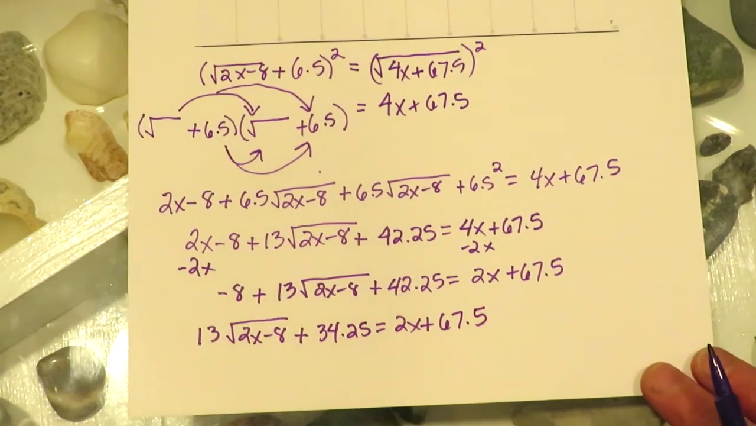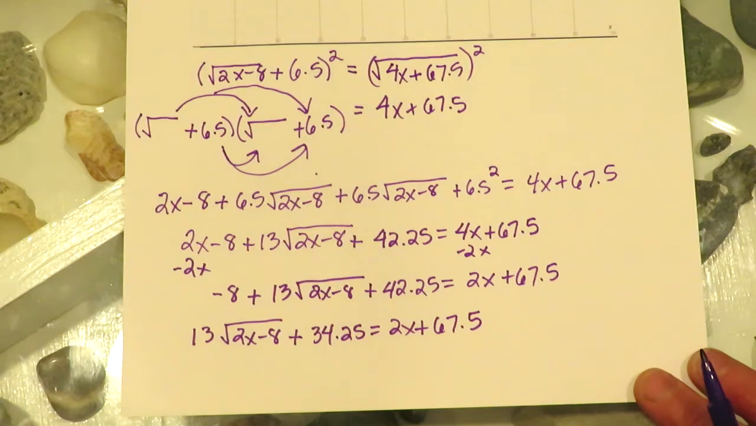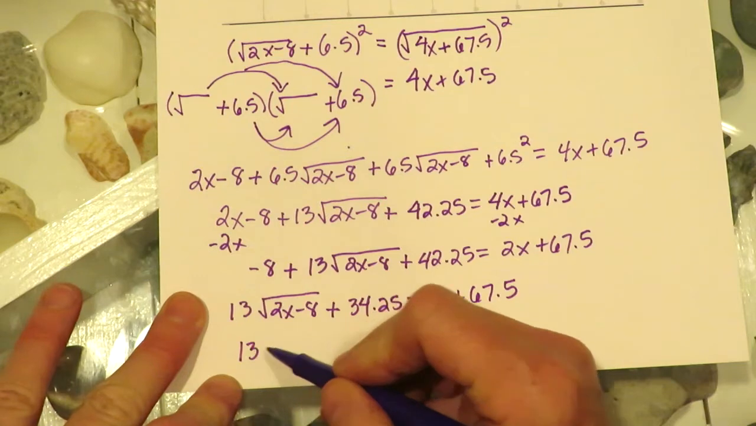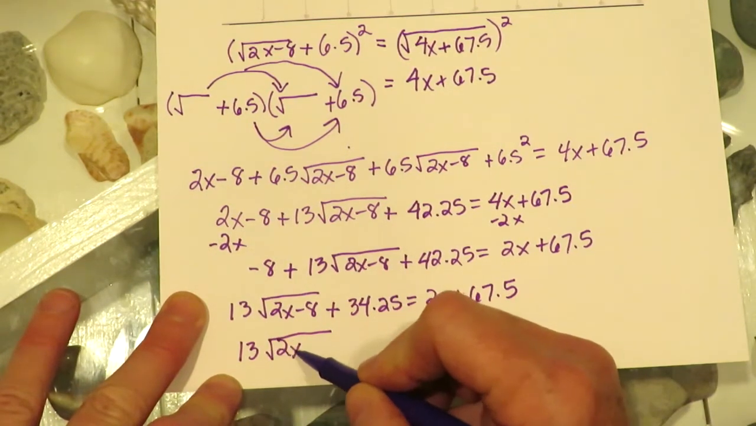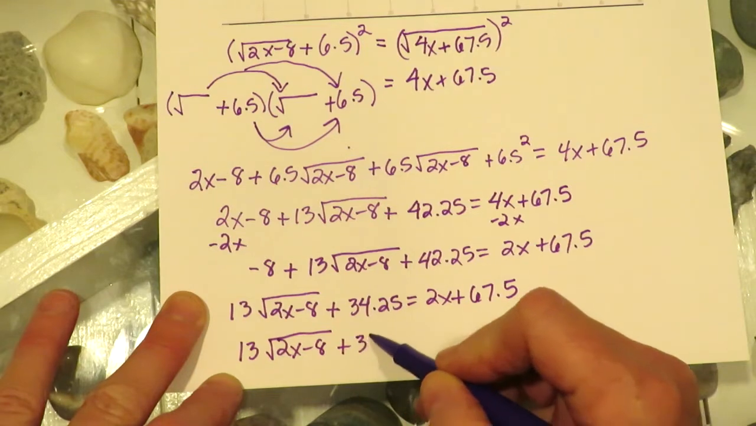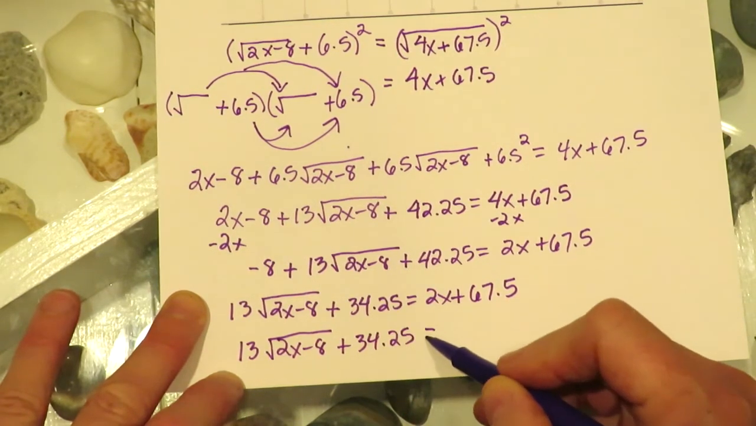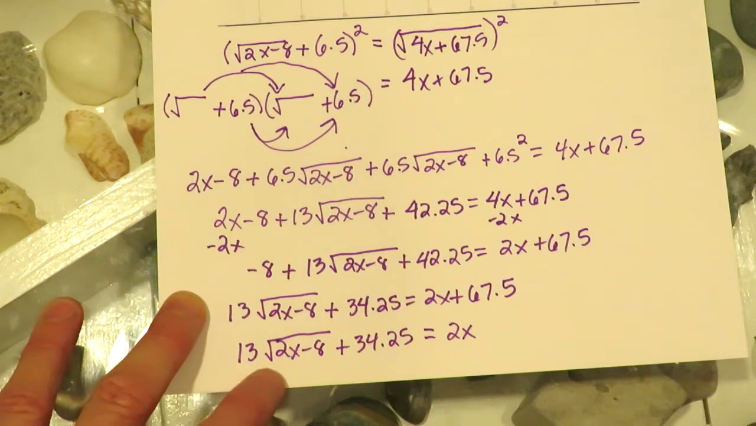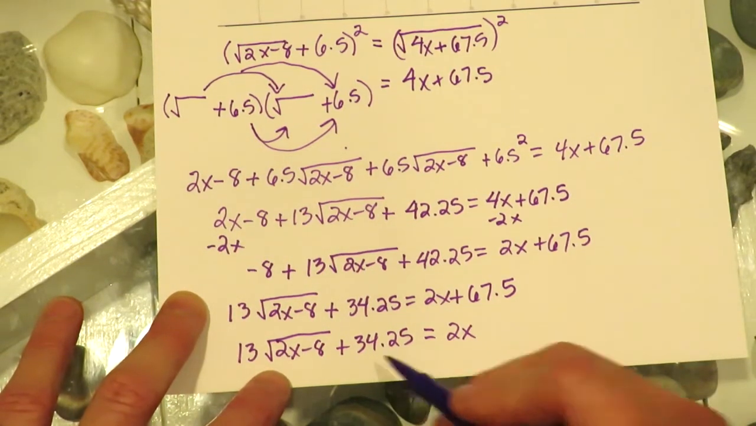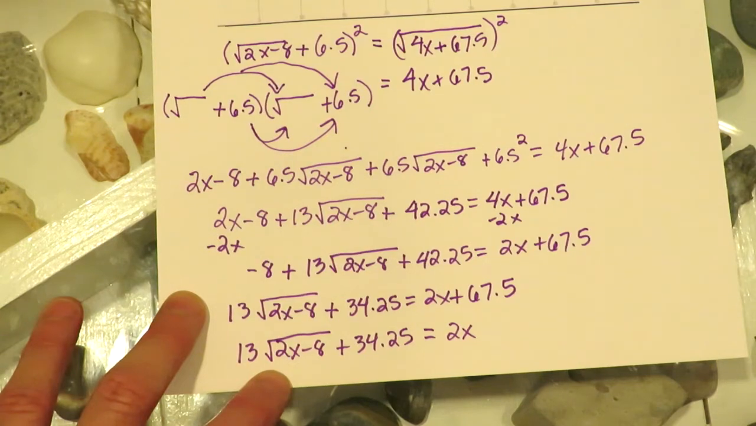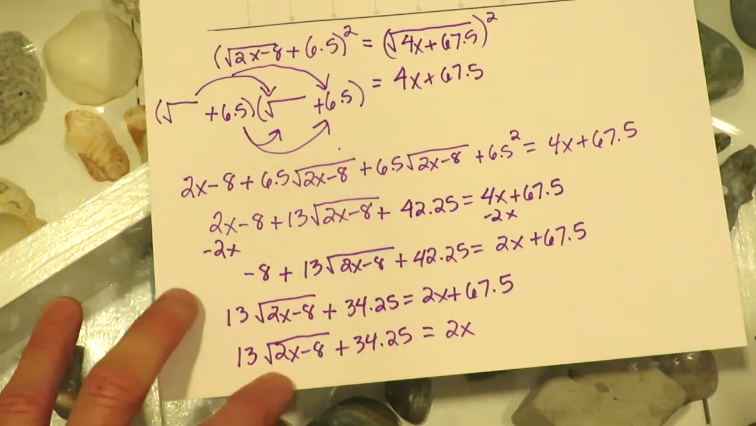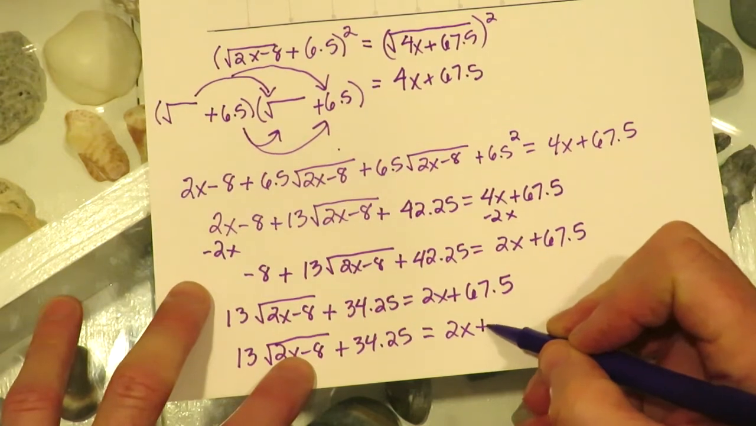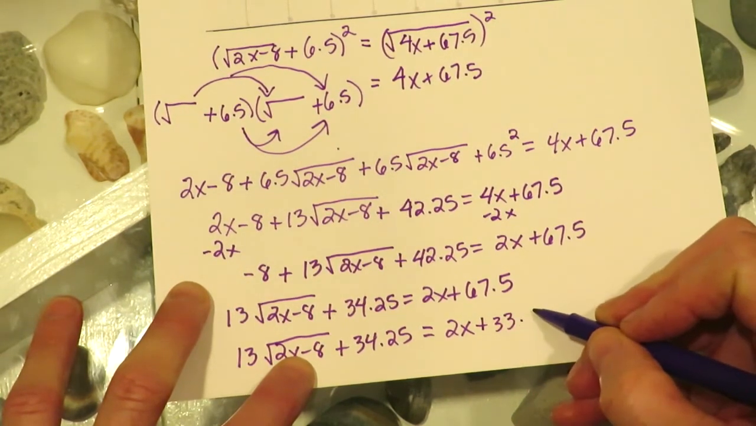Alright, it's starting to look a little bit better. So then subtract 34.25 from both sides, and you will get 13 times the square root of 2x minus 8 plus 34.25. And on this side, 67.5 minus 32.25 is 35.25. Or actually, sorry, it was 34.25. So 67.5 minus 34.25 is 33.25. I guess I could have figured that out because it was only off by 1.